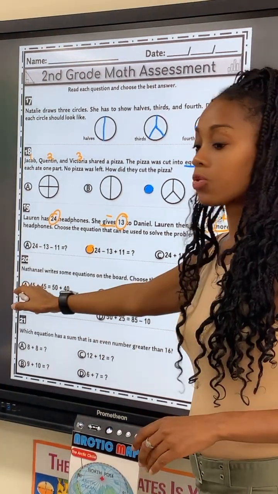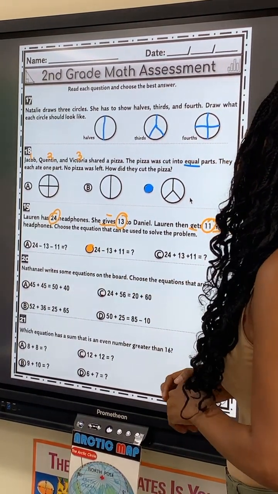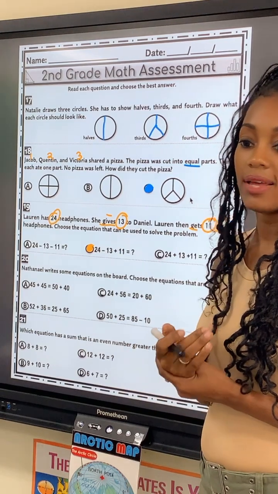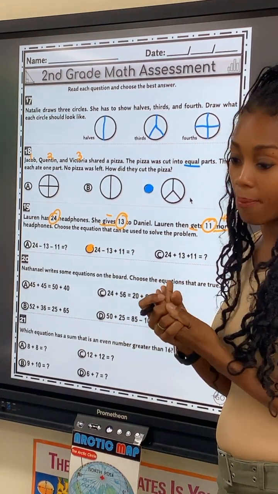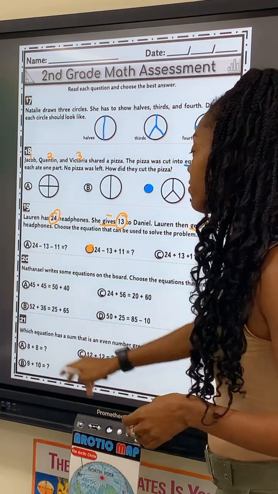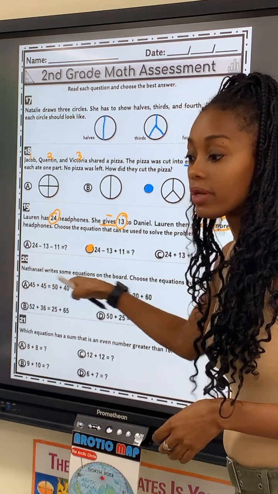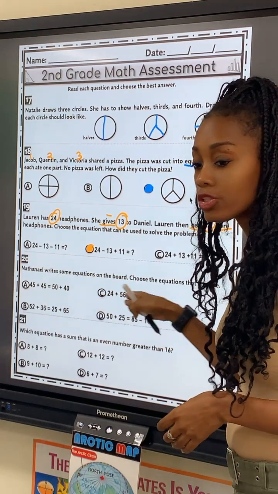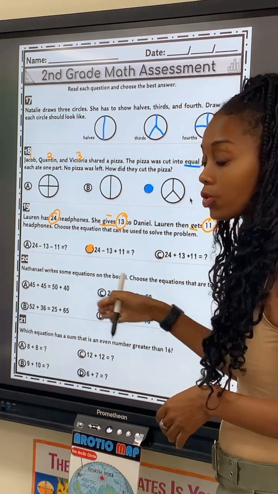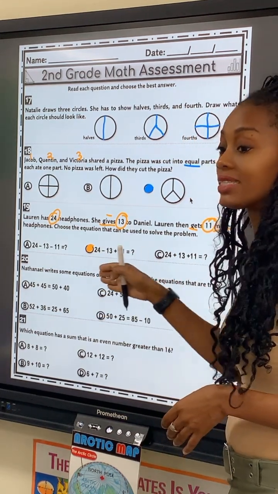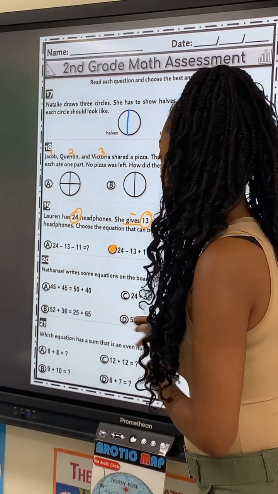Let's look at number 20. Nathaniel writes some equations on the board. Choose the equations that are true. This type of math problem is a balanced equation math problem. So you basically have to add up both sides and determine if they equal each other. To get these answers correct, you do have to go through each answer choice, work them out to decide if the equations are true. Okay, work out each of them.